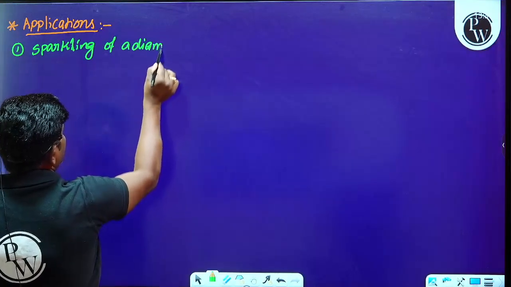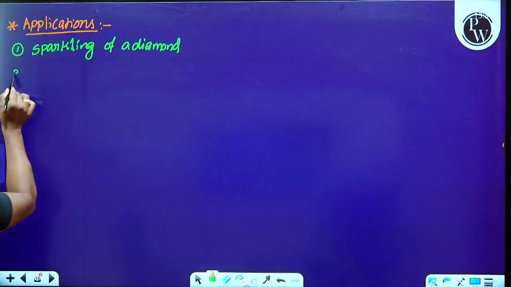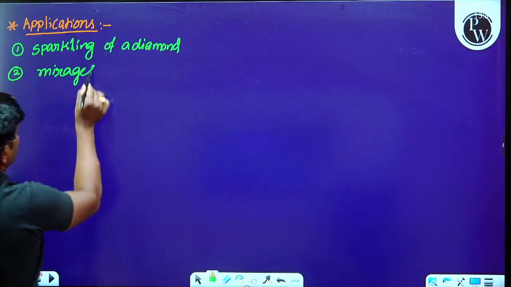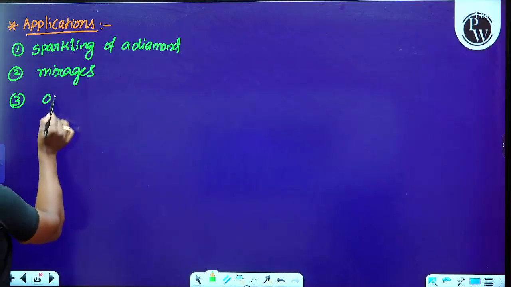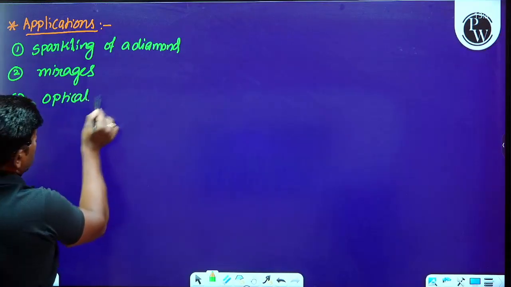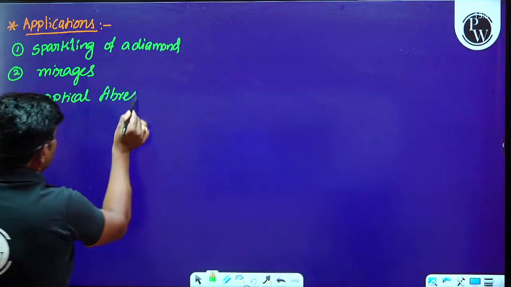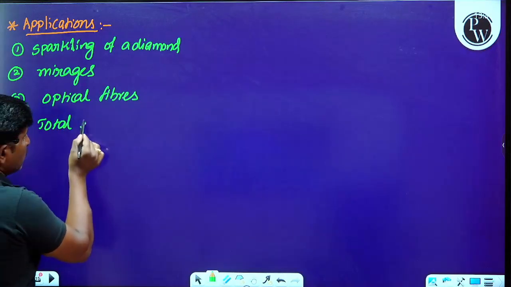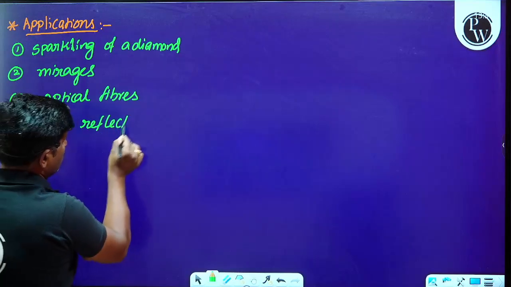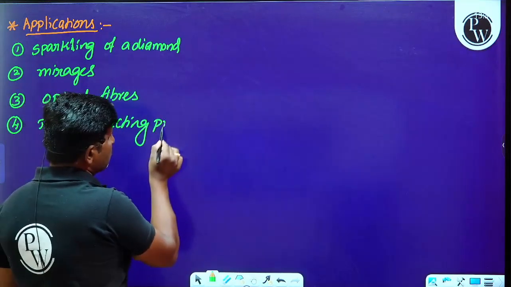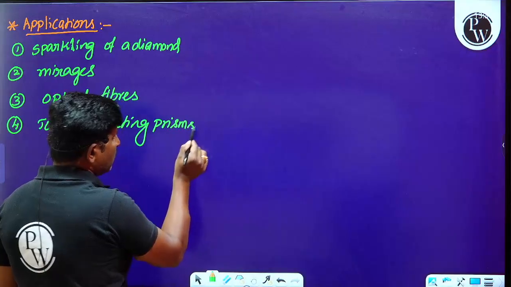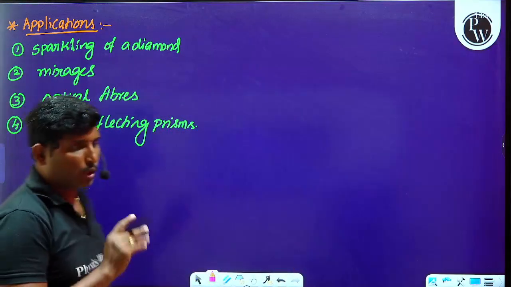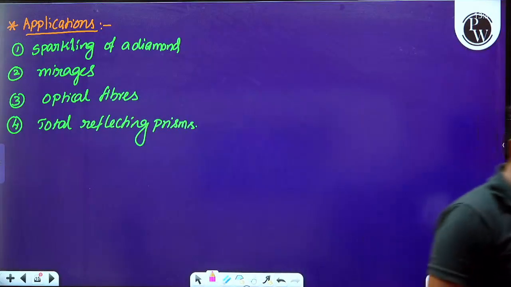And second point, we can say the formation of mirages, and third one, that is optical fibers. Optical fibers are one of the applications of total internal reflection, and later we can go with total reflecting prisms also. Total reflecting prisms are also based on the phenomenon of total internal reflection, okay. I hope it is clear to you. That is applications of total internal reflection, and these are the important points, okay.